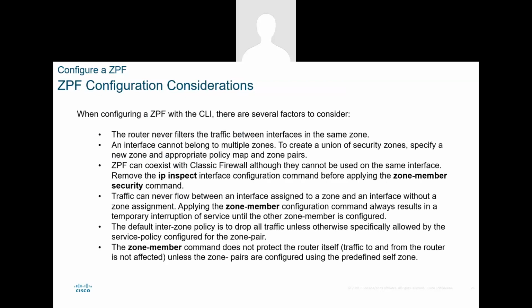So you'd use the remove ip inspect commands before applying the ZPF policies. Traffic cannot flow between zoned and non-zoned interfaces. So when an interface is not assigned to a zone, it will drop all transit traffic. Also, applying zone-member configuration interrupts services. The interfaces may experience a temporary outage when assigned to a zone. Also, remember that these considerations are important because they help prevent misconfigurations that could disrupt network security policies, and also ensure that the firewall rules are applied efficiently.